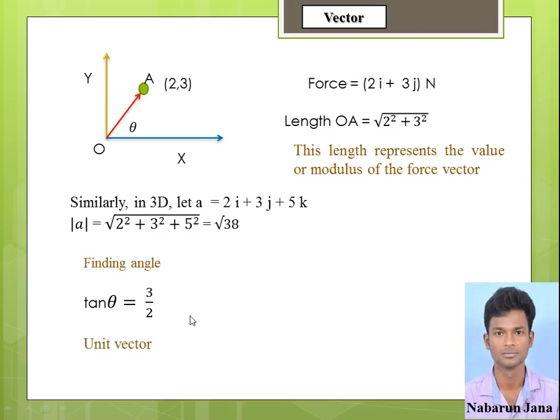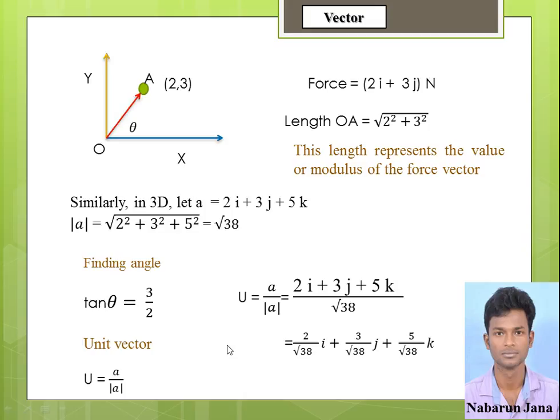Now unit vector. What is a unit vector? Unit vector means vector A divided by the modulus of A. It is written here: unit vector u is a vector, so you need to put an arrowhead on u, and also you need to put an arrowhead on A, because A is also a vector.